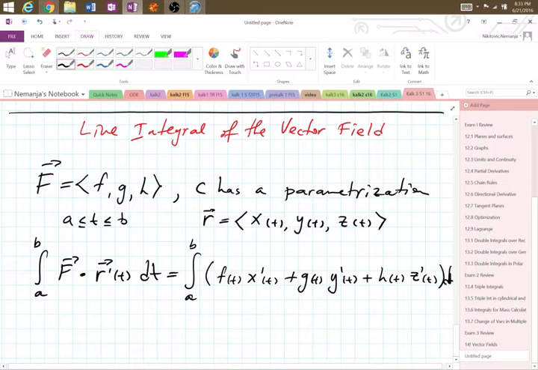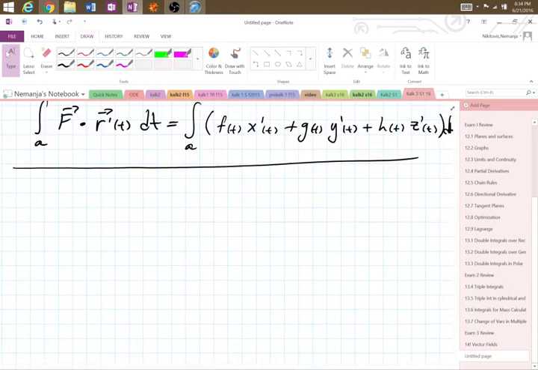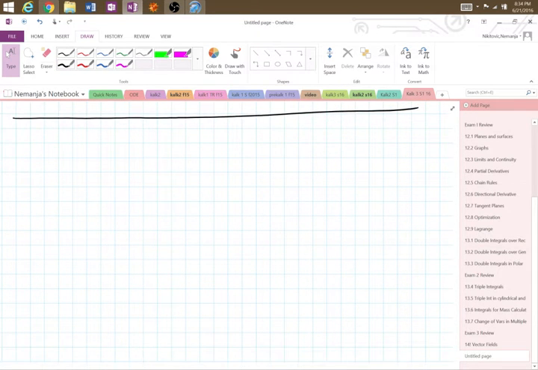Now this is a 3D case. In R3, if you want the R2, all you need to do is to throw away H and Z and you have R2 case. So let's immediately do an example for this. Again, the ones that are in your book you can read because you know the letters. I'm just going to do something from homework.